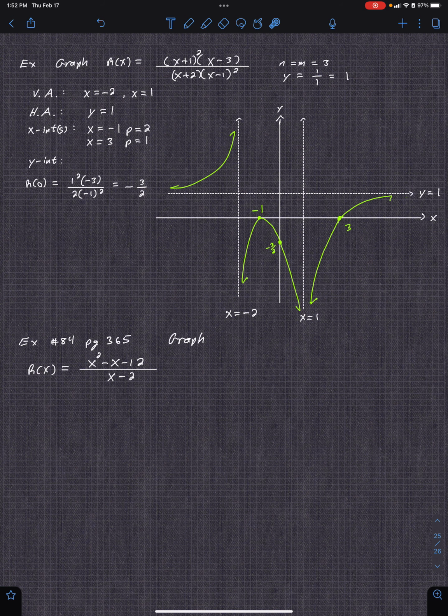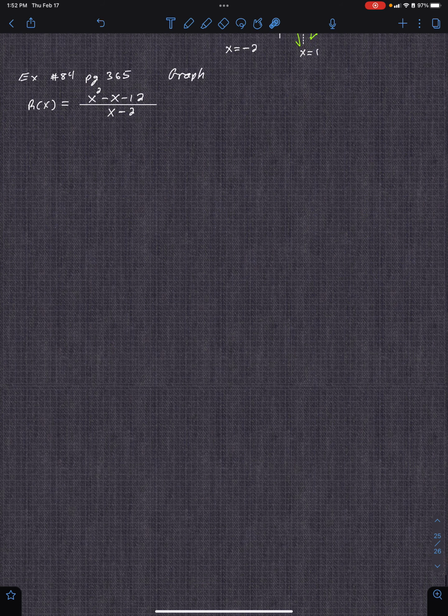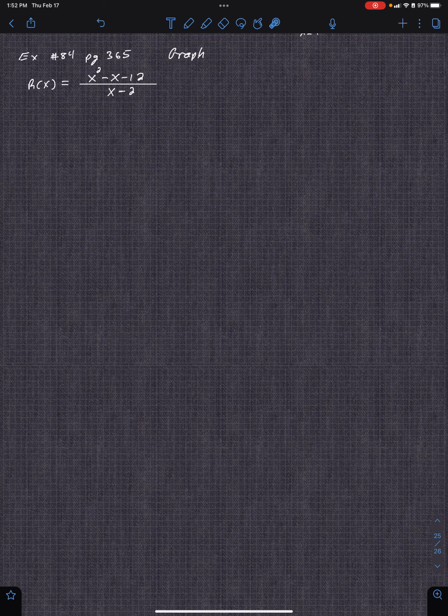Now let's go on to number 84 on page 365, or if you don't have that specific one in your book, then let's just look at this question, which is basically just graph the rational function x squared minus x minus 12 over x minus 2. So first thing you want to do, and we'll go through the steps, is factor. So you want to factor the numerator.